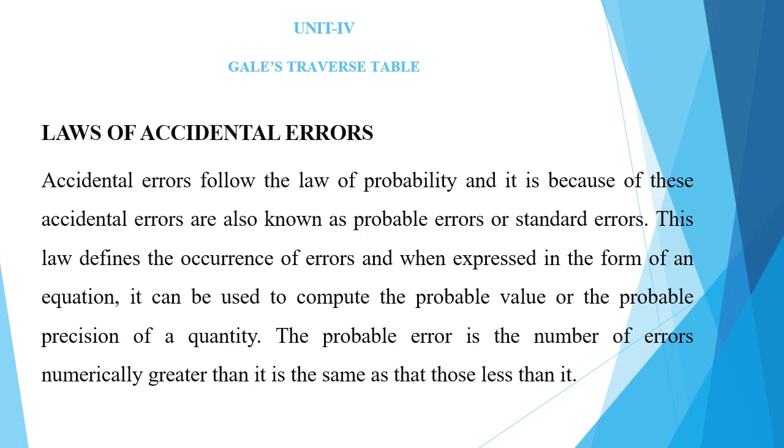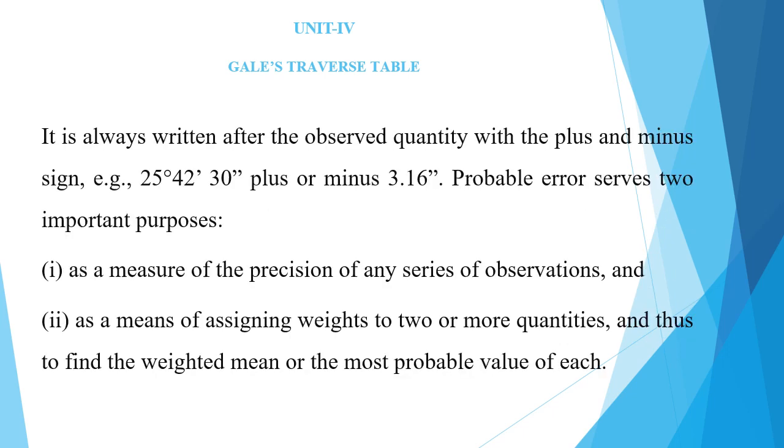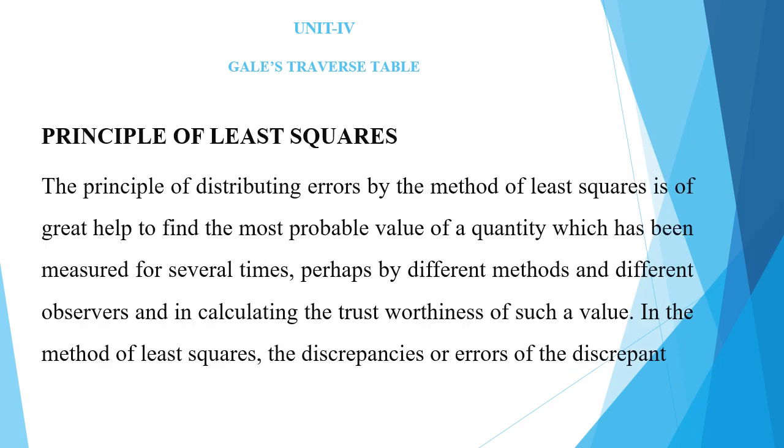or quantity. The probable error is such that the number of errors numerically greater than it is the same as those less than it. It is always written after the observed quantity with the plus and minus sign, as a measure of the precision of a series of observations and as a means of assigning weight to two or more quantities, and thus to find the weighted mean, the most probable value of each.